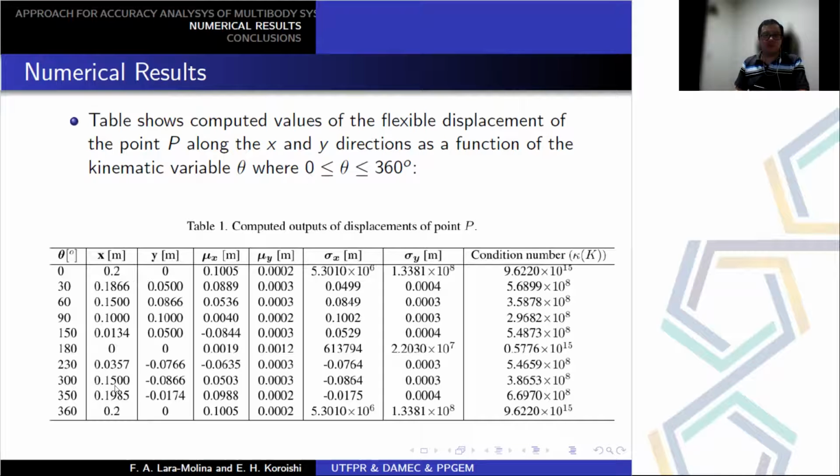from 0 to 360 degrees. And in this way, we estimate the mean and the standard deviation for the X and Y coordinates. And we observe, based on the results, that the standard deviation increases when the condition number of the mechanism also increases. Therefore, in the singular positions, the uncertainties have a great effect on the displacements of the point P.